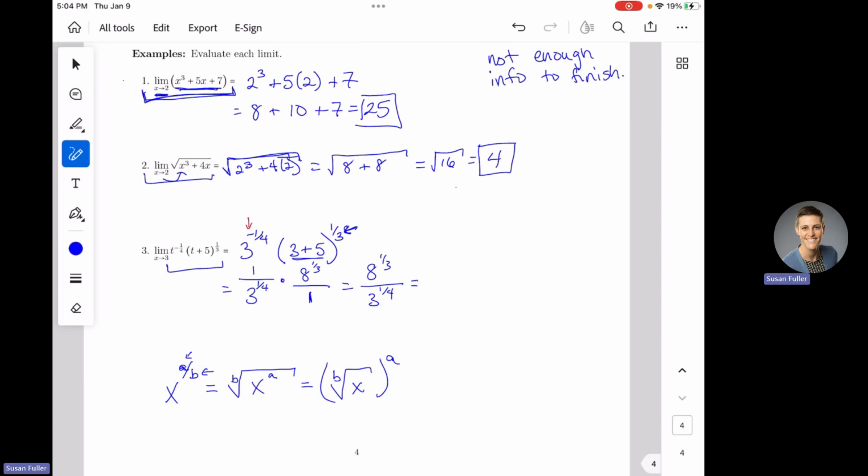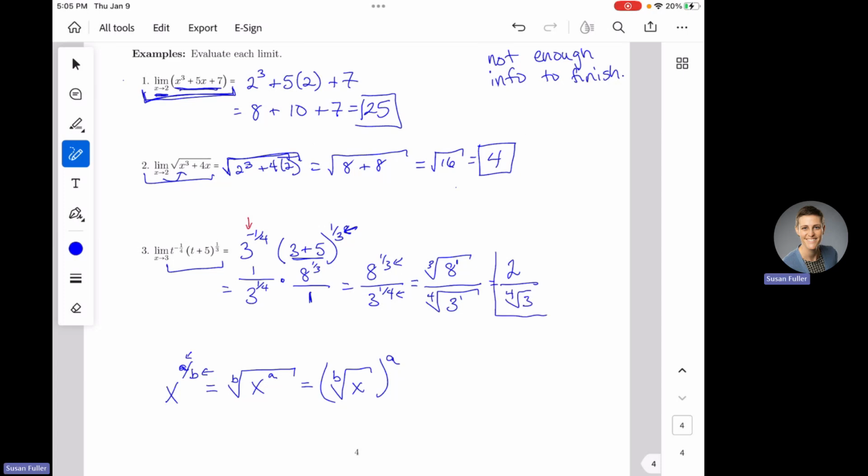So in our case, if we do this, 8 to the 1/3 power, this 3 on the bottom is going to create a cube root. And inside, I'm going to have 8. And then you can either put the first power inside or outside. I know what 8 to the first power is, so I'll just leave it inside. And then similarly on the bottom one, this 4 is going to create a 4th root. And inside, I'm going to have 3 to the first power. So I'm going to have the cube root of 8, which is 2, over the 4th root of 3, which is not pretty. So I'm going to leave it as the 4th root of 3.